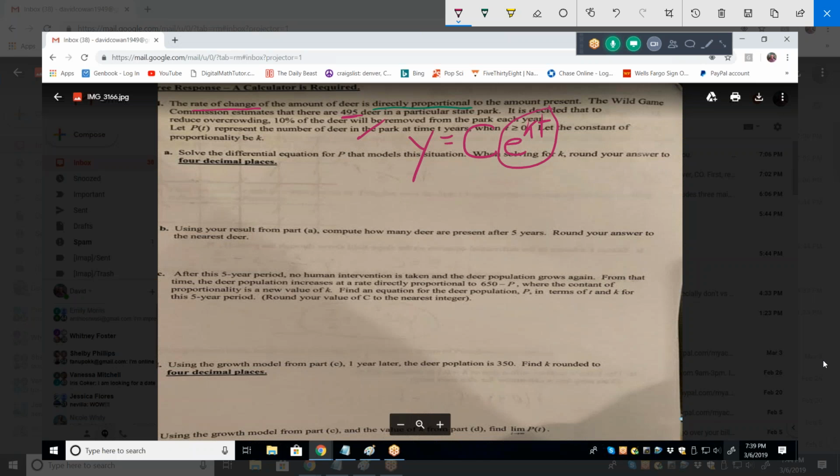Any number raised to the 0 power is equal to what? 1. So that's 1. Which means C must be 495. Okay. So I'm just going to start filling in some of these variables that I can figure out. And that's the first one.